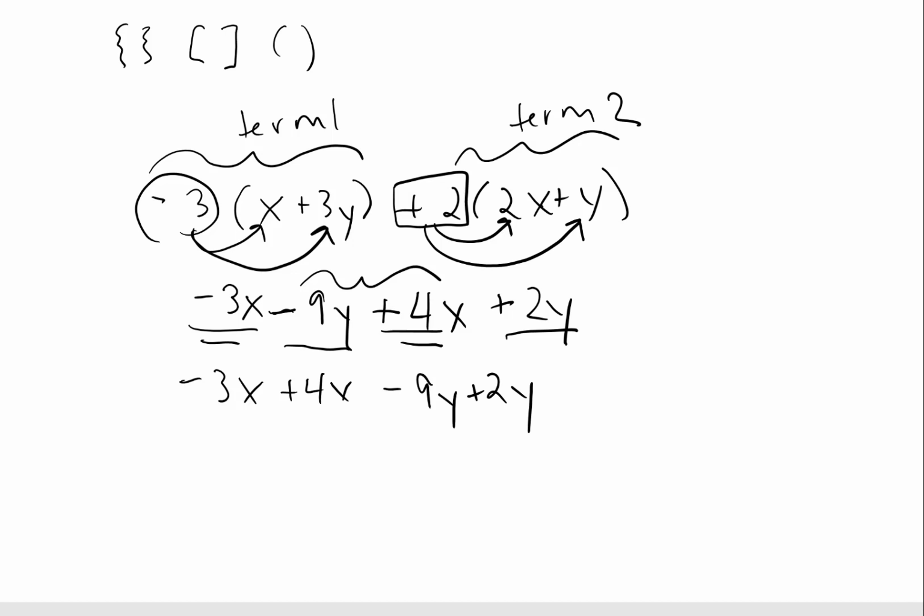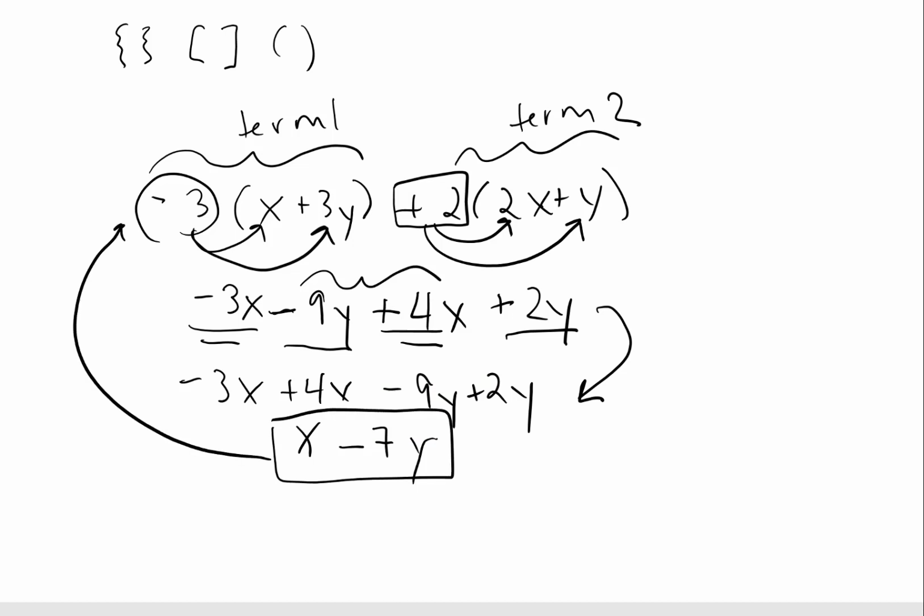Do I have to show this step? No, I don't. But I want you to show that from getting here to here, we really do have a property that we use to get here, to combine the like terms. So negative 3x plus 4x gives me a positive 1x, which we write just as x. We generally don't write the 1 in front of the variable. Negative 9y plus 2y gives me negative 7y. And there is my simplified answer to my initial equation up above.